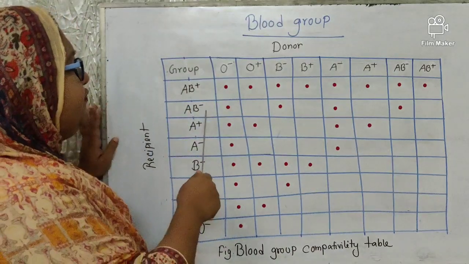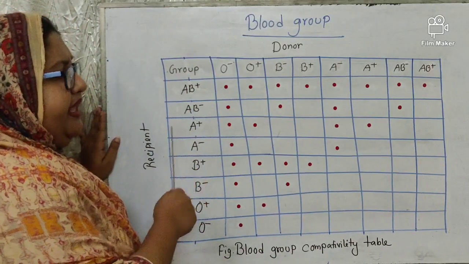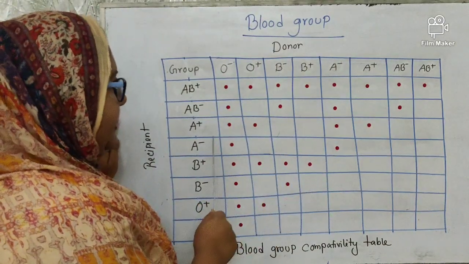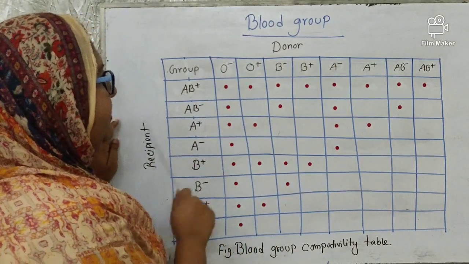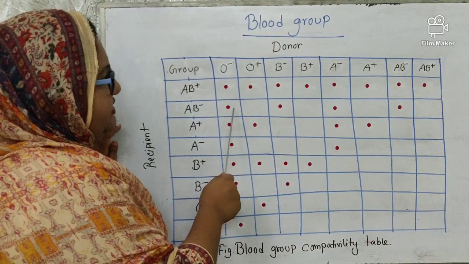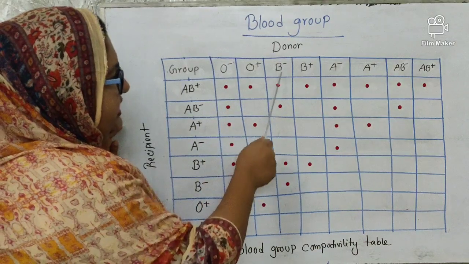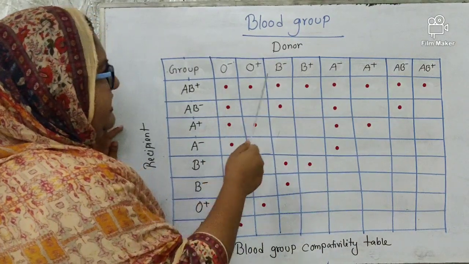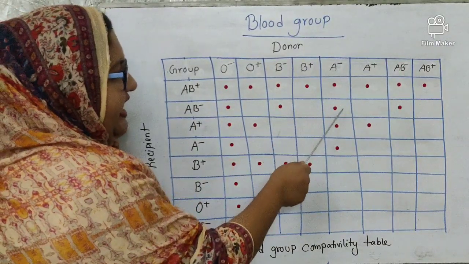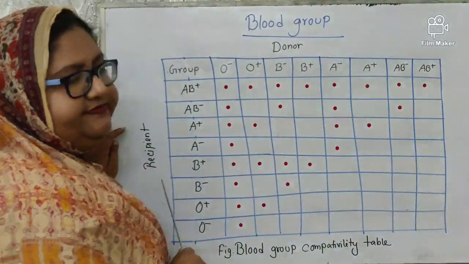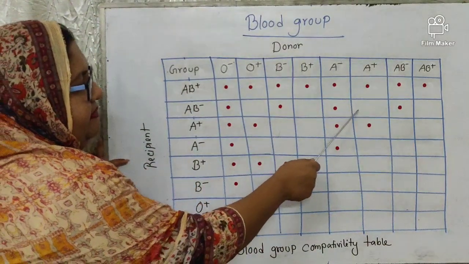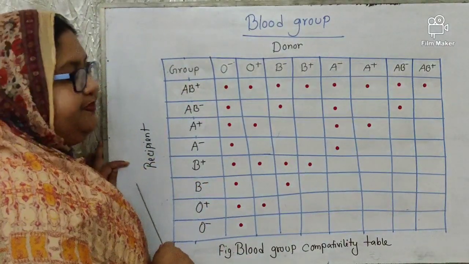The people of AB negative blood group can also receive blood from people of different blood groups, but you can follow one thing, that the people of negative blood group can receive blood only from negative persons. That means negative blood group persons, that is O negative, B negative, A negative and AB negative. They can't receive blood from the people of positive blood group.